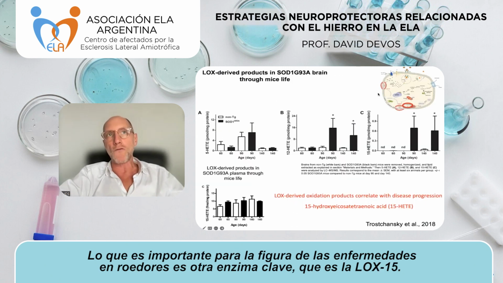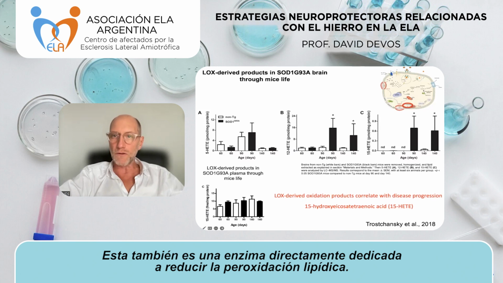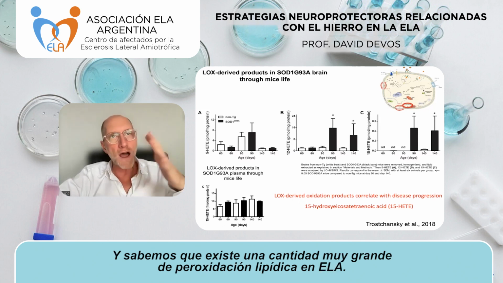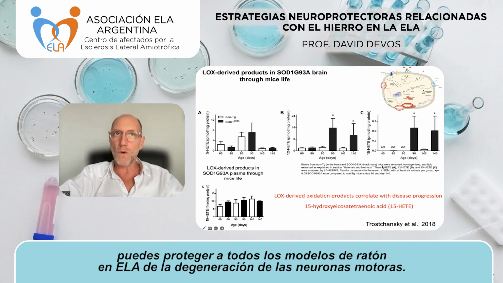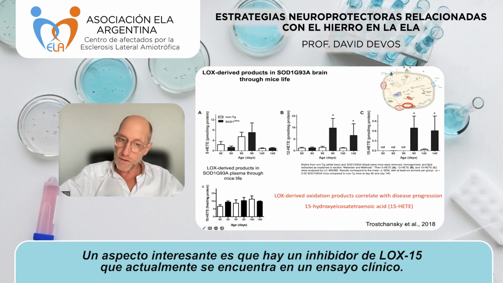Importantly, in the picture of ferroptosis, there's another key enzyme, LOX15. And LOX15 is also an enzyme that is directly dedicated to reduce lipid peroxidation. And we know there's a very large amount of lipid peroxidation in ALS. It has been published, notably in Neurology, that you have a very high level in the blood of 4-hydroxynonenal, for instance. And when you block this enzyme, you can protect all the mouse models of ALS from motor neuron degeneration. Interestingly, an inhibitor of LOX15 is currently in a clinical trial.